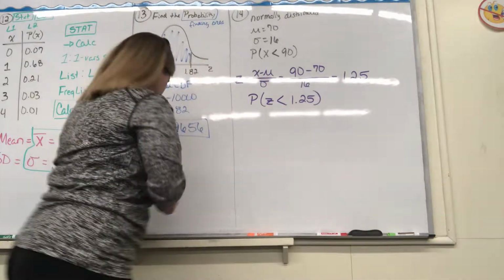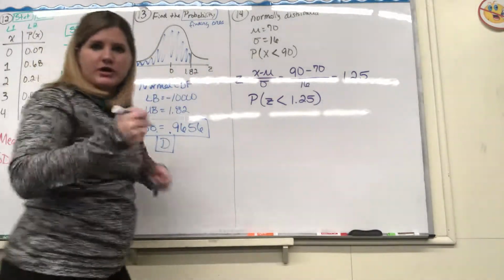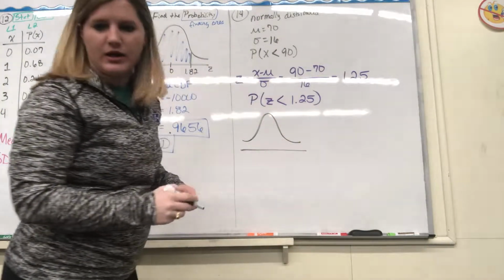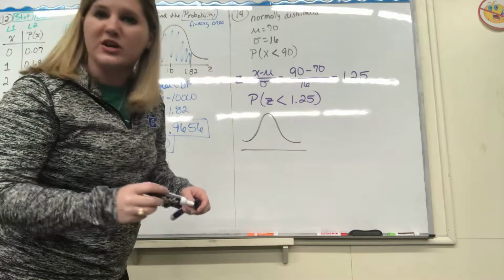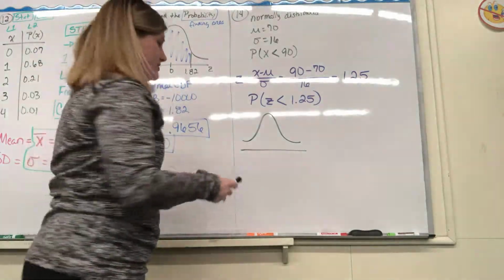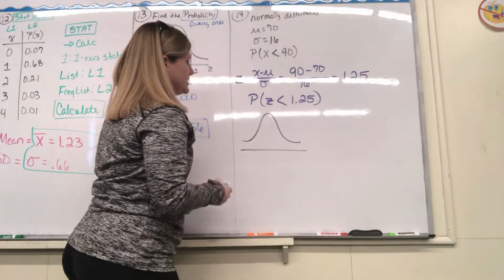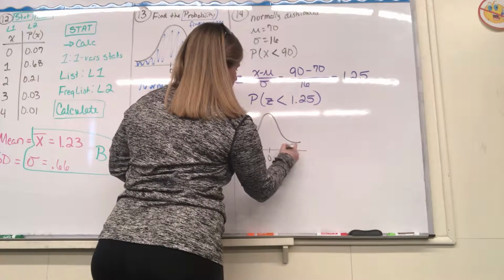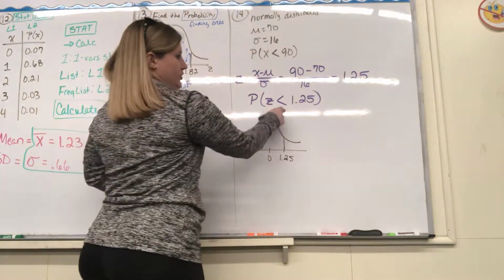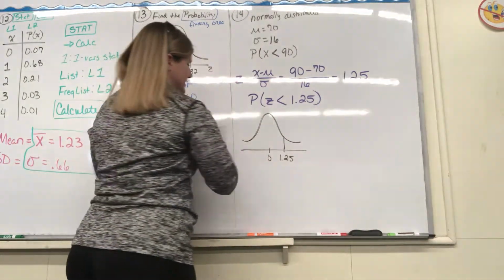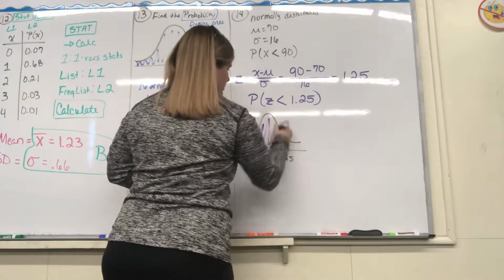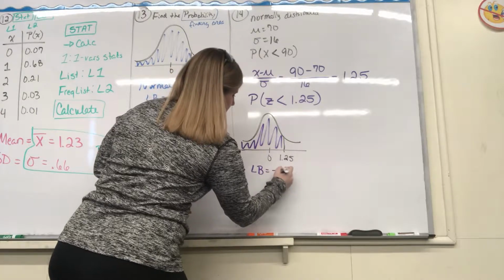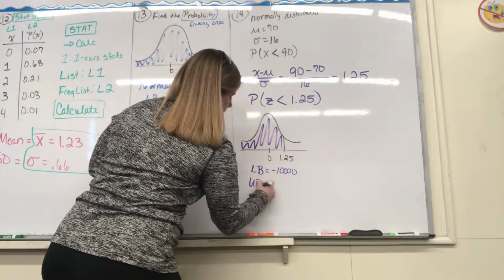So we can go ahead and draw our bell curve so we see what we are doing visually. Make sure you do draw this, especially since this one is not multiple choice yet, but it's really good to draw this out just in case he does want this. So the probability that z is less than 1.25, there's 0, and 1.25 is somewhere over there. Less than means we are shading to the left. So then our lower bound is negative 10,000.